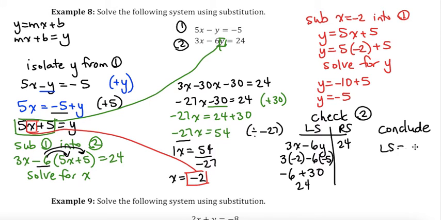So left side equals the right side, therefore, the point of intersection, or POI, is the coordinate where my x value is negative 2 and my y value is negative 5. Let's do one more example.